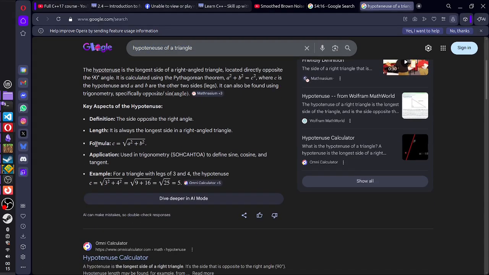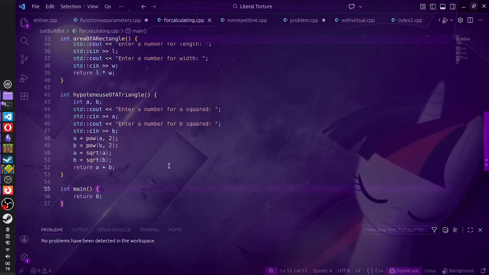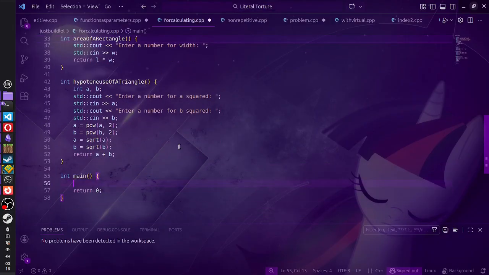Okay, the formula is C equals the square root of A squared plus B squared. Okay, so that should work. Sure, it should work, yeah. It should work. And then we're going to do home.